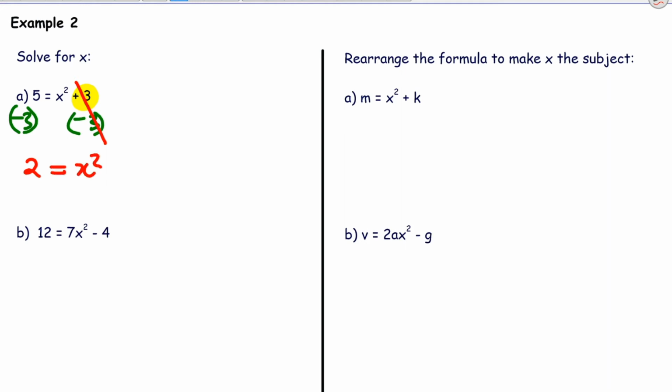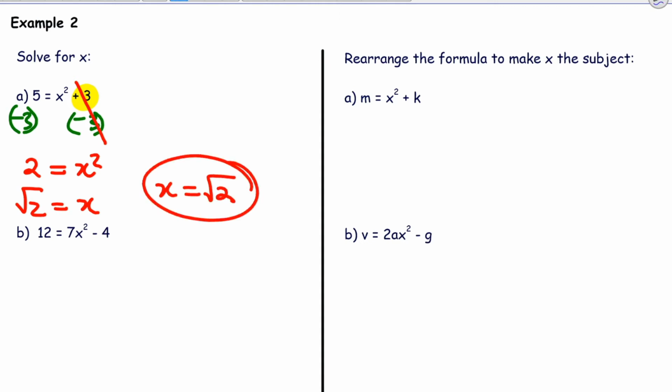Now, the square root of x squared is x, and the square root of 2 is just square root of 2. Okay? Or the opposite of squaring x is square rooting 2. So x is equal to the square root of 2. Another way to look at it is just get the square root of each of these guys, and you'll get x is equal to the square root of 2.